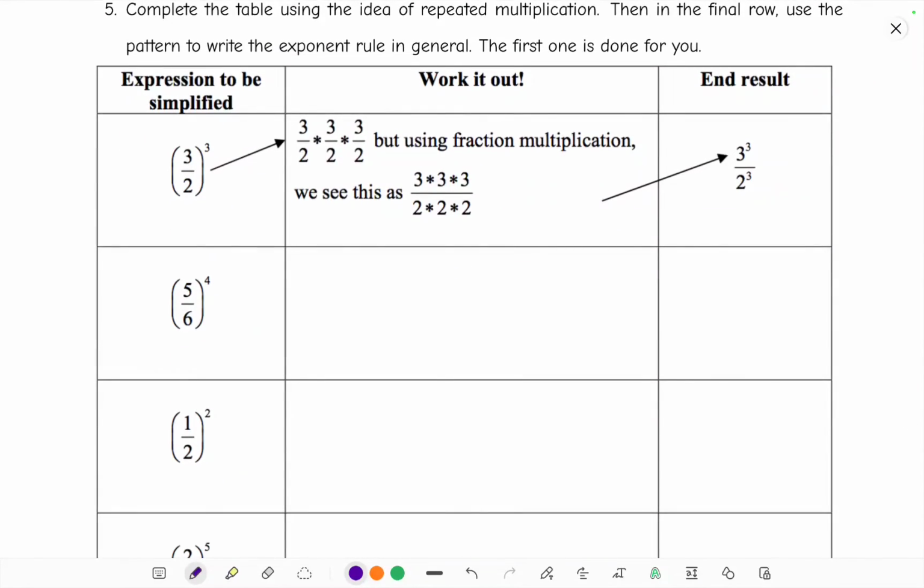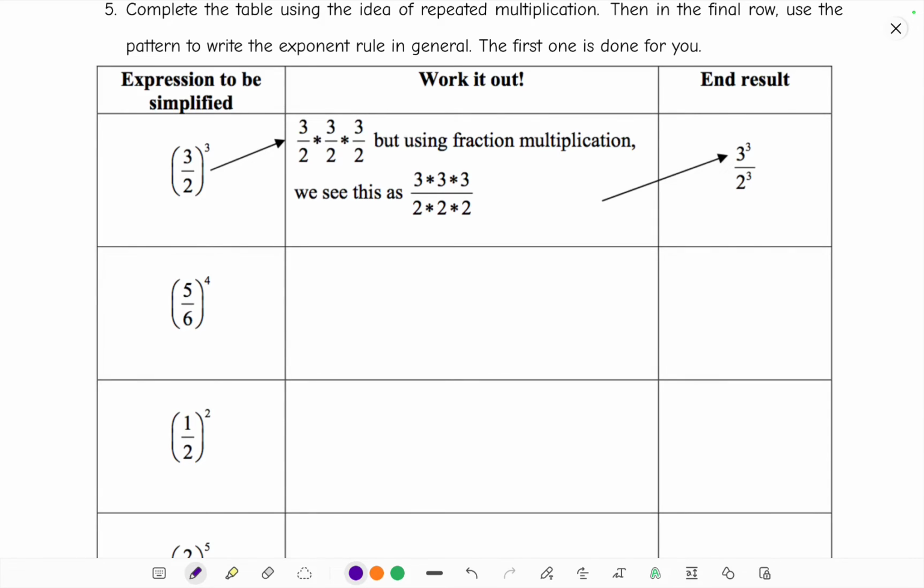Another one. So this one we have (3 over 2) to the third power, which is 3 over 2 times 3 over 2 times 3 over 2. But then, according to fraction multiplication, we just multiply all the numerators and all the denominators together. So we get 3 times 3 times 3 on top over 2 times 2 times 2 on the bottom, which is the same thing as 3 to the third over 2 to the third.